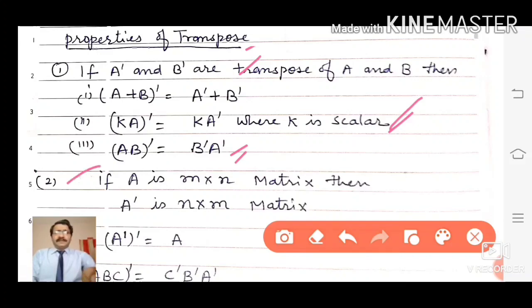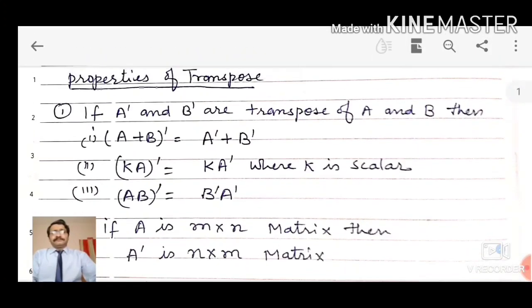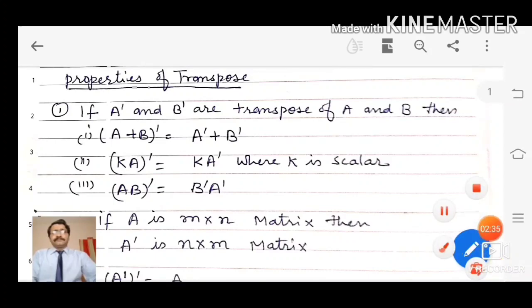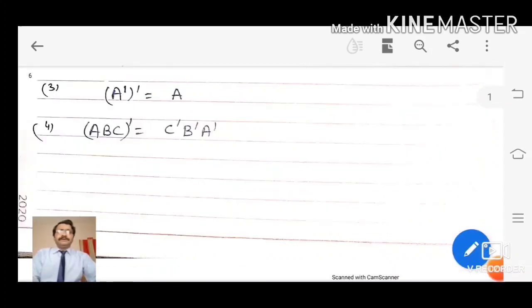Next property is, if A is an M cross N matrix, then A dash will be an N cross M matrix. Here the change will be there. If A dash is given to you and you again find the transpose of A dash, it will be A. And (ABC) transpose will be C transpose, B transpose and A transpose.